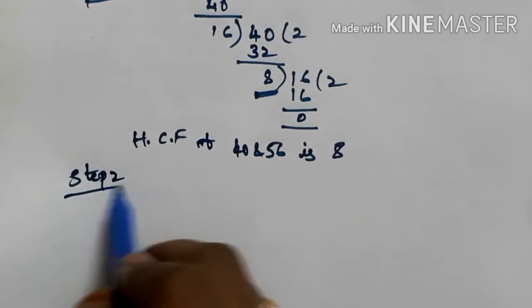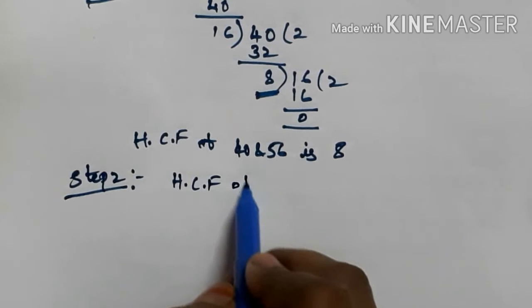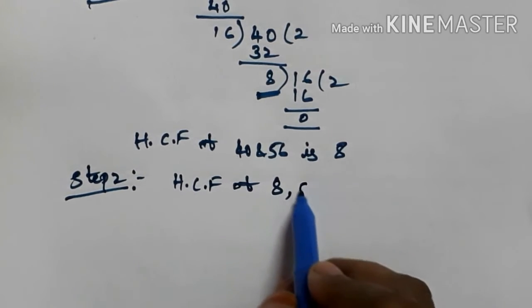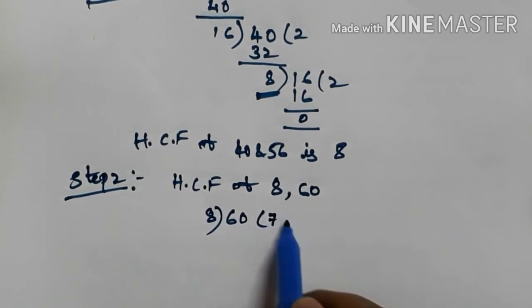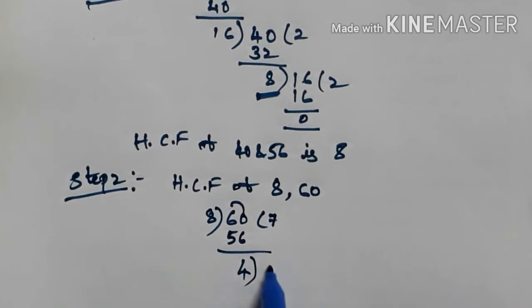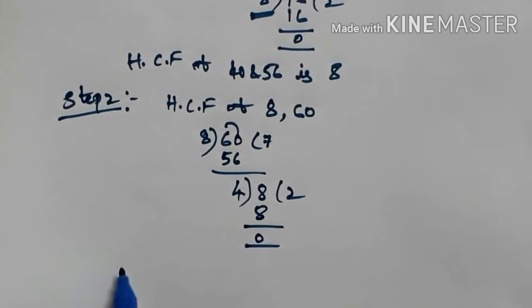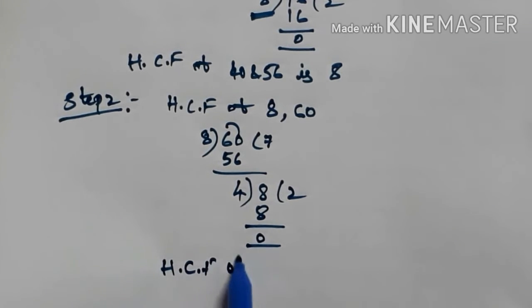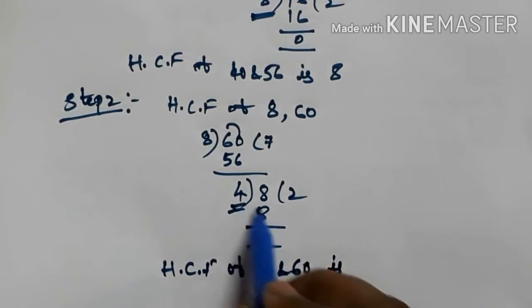Now in step 2, you need to take this HCF and the remaining given number and find the HCF of the two, that is the HCF of 8 and 60. 8 sevens are 56, so the remainder is 4. Again, the previous divisor is 8. 4 twos are 8, so the remainder is 0. Therefore, the HCF of 8 and 60 is 4.